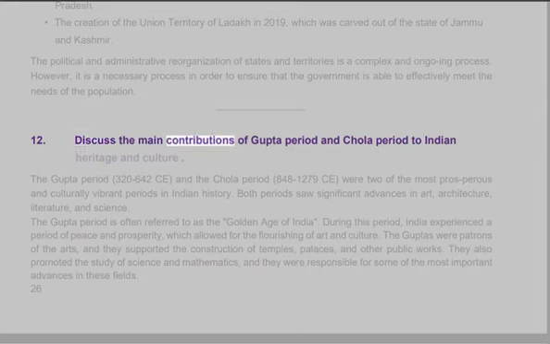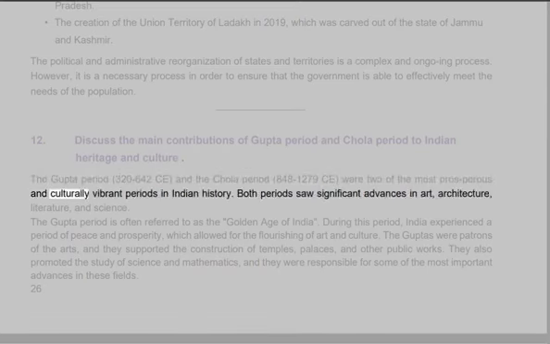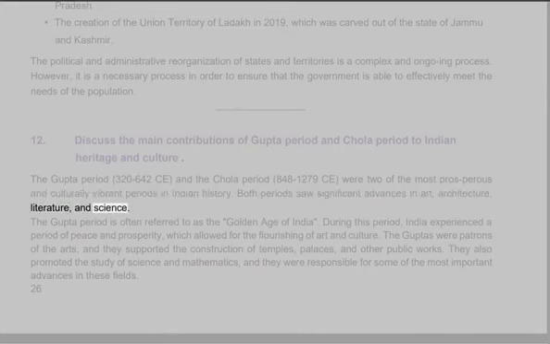12. Discuss the main contributions of Gupta period and Chola period to Indian heritage and culture. The Gupta period, 320 to 642 CE, and the Chola period, 848-1279 CE, were two of the most prosperous and culturally vibrant periods in Indian history. Both periods saw significant advances in art, architecture, literature, and science.